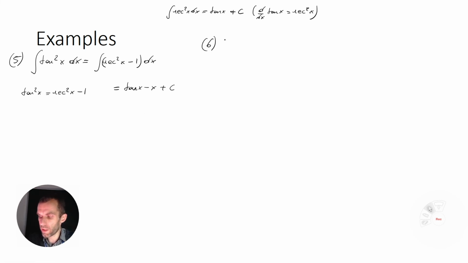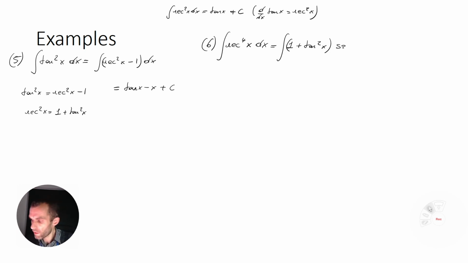Now let's look at the integral of secant squared x dx, or sorry, secant to the power 4. Secant squared we know. So from this rule, we get that secant squared x is 1 plus the tangent squared of x. So here we can write it as 1 plus tangent squared x times secant squared x dx.